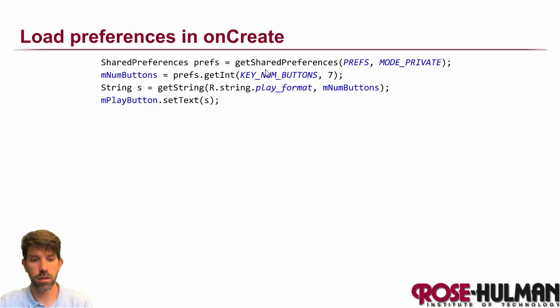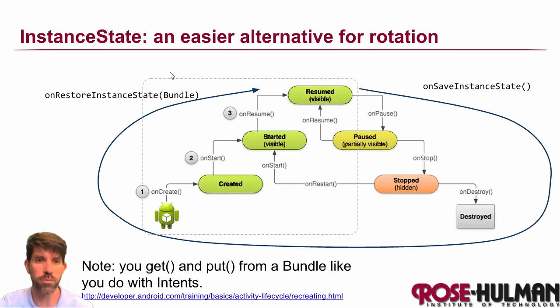Just in onCreate, we'll ask for the preferences again, and then just get the integers and save it into the field, and then use that to set the text on my button. Right? So very good. So I really wanted to show you shared preferences because they do have usage beyond just dealing with orientation changes.